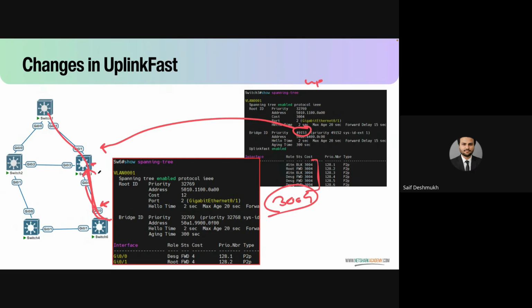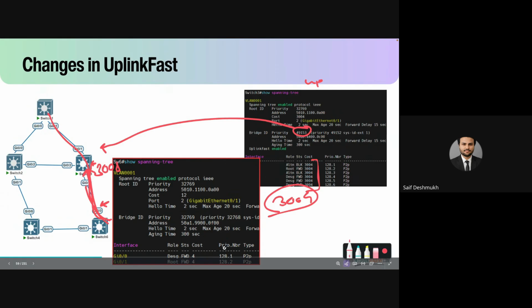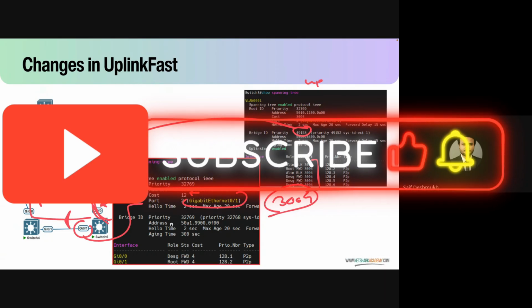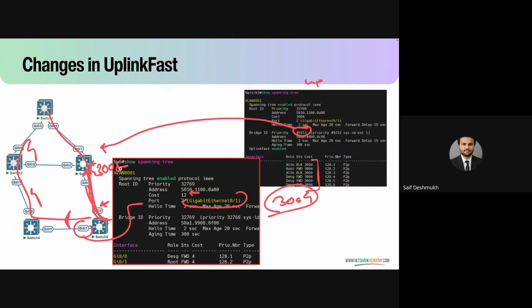Because direct link failure only occurs when the interface is in blocking state. That's why switch 6 says, if I go from here, the total cost would be 3,008. No, I will consider the interface that has this 4 plus 4 plus 4, 12. So switch 6 went and said 0/1 is my root port with a cost of 12, because the other option is 3,008, which is not a good option.